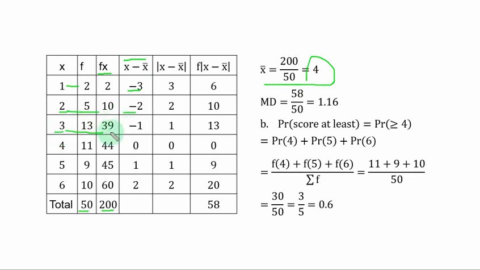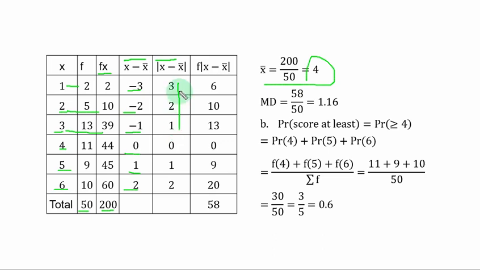3 minus 4 is minus 1. 4 minus 4 is 0. 5 minus 4, you have 1. And 6 minus 4, you have 2. This symbol of absolute value changes all negative to positive, and positive remains positive. So minus 3, minus 2, minus 1 becomes 3, 2, 1, and the rest value.